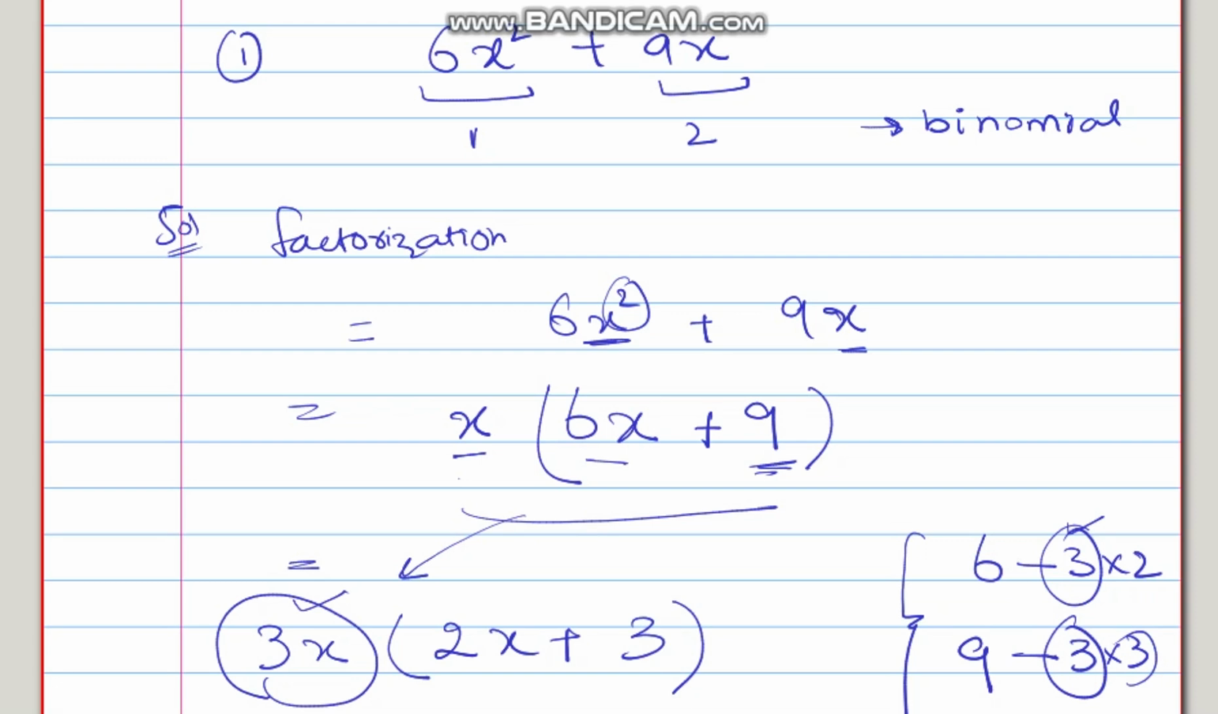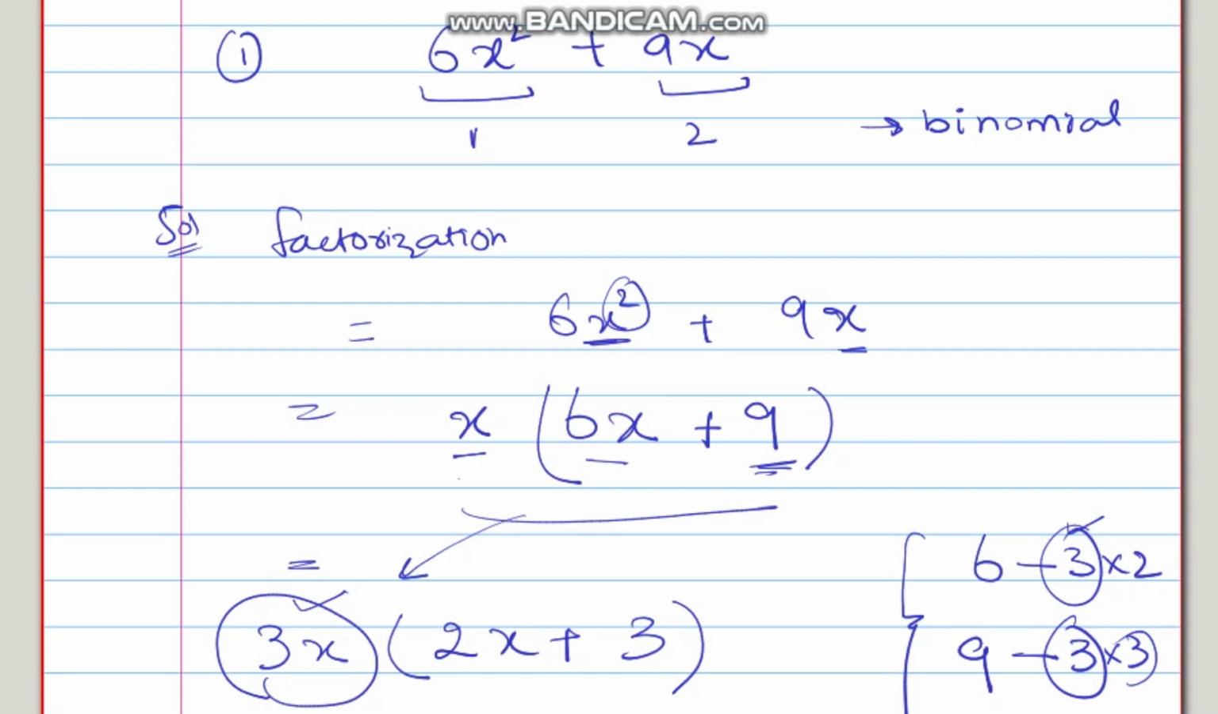This was question number 1, 6x² + 9x. We have factorized this, so please note the process. First of all, we take the x common, and then we take the 3 common, because 3 is common in both: 3 multiplied by 2 is 6 and 3 multiplied by 3 is 9. We can easily see that 3x is common and present in both. Therefore we have taken 3x outside, and the remaining thing is the other factor, 2x + 3.